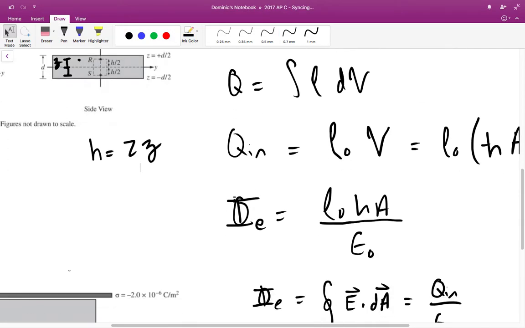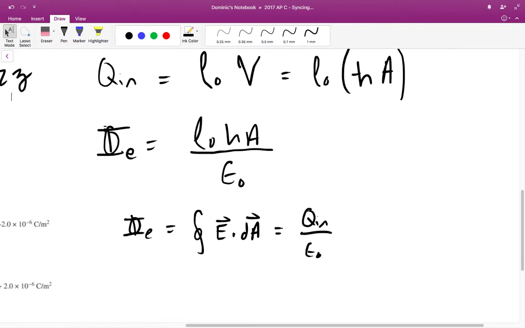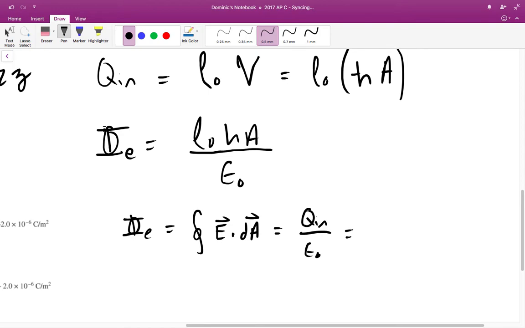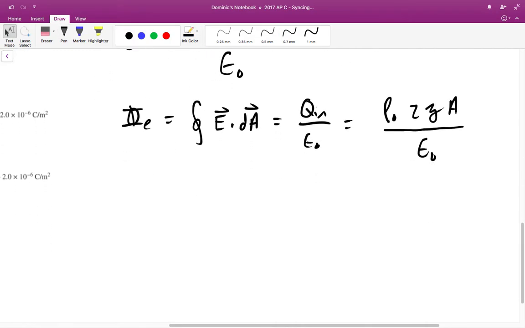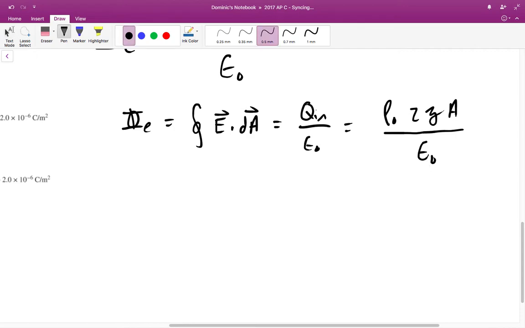And so what we can do is use that same equation that we had before, but replace the h with a 2z. So this is going to become rho naught times 2z times A divided by epsilon naught for the right side of the equation. And then we need to use the left side of the equation to figure out the electric field.